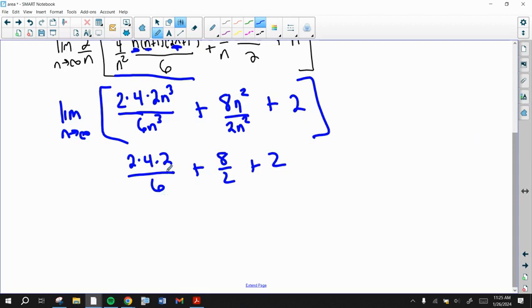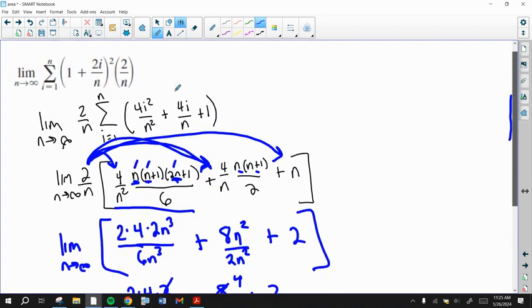Cancel out what you can. Plus cancels there. This is going to be 4. So I have 8/3 plus 6. 6 is 18/3, so I have 8 plus 18 over 3, which is 26/3, which is the limit.